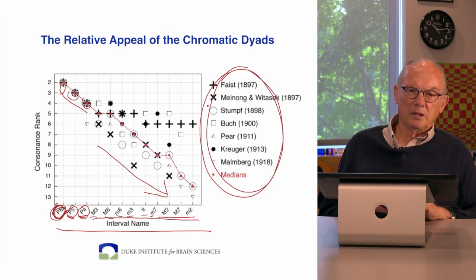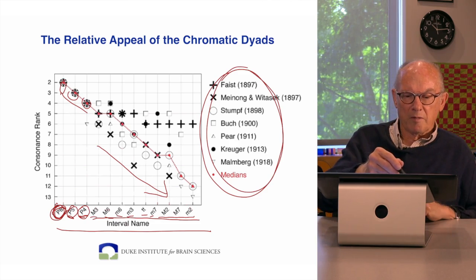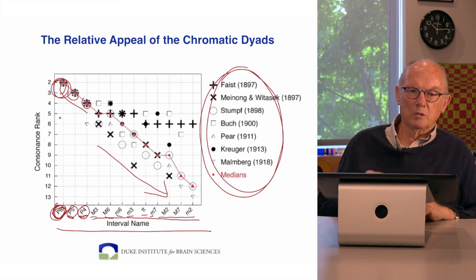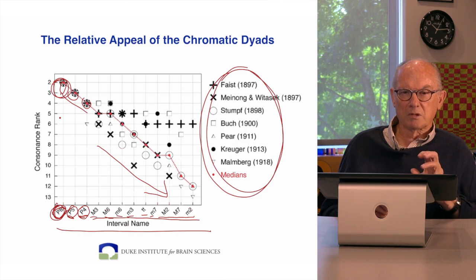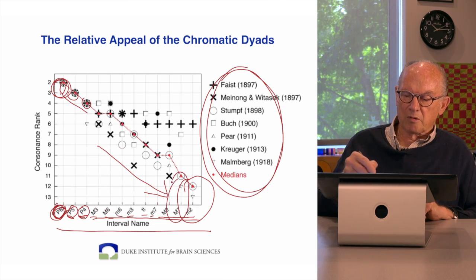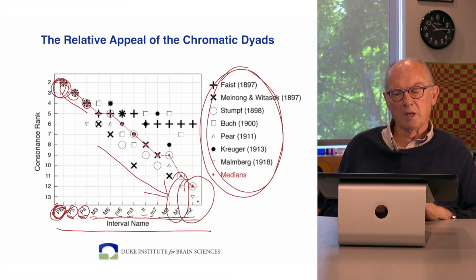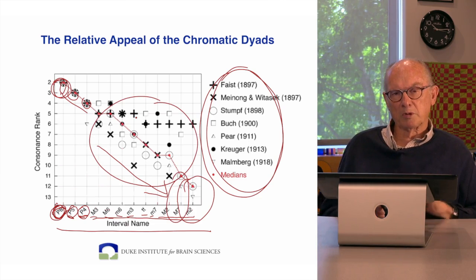people indicate as the tone that to them sounds best, unison or the octave, most consonant, and the tone that sounds most dissonant, which is the major seventh or the minor second, down at the opposite end. But you can see that there's a huge amount of variation as people try to rank in some systematic way their appreciation of these less consonant tones.